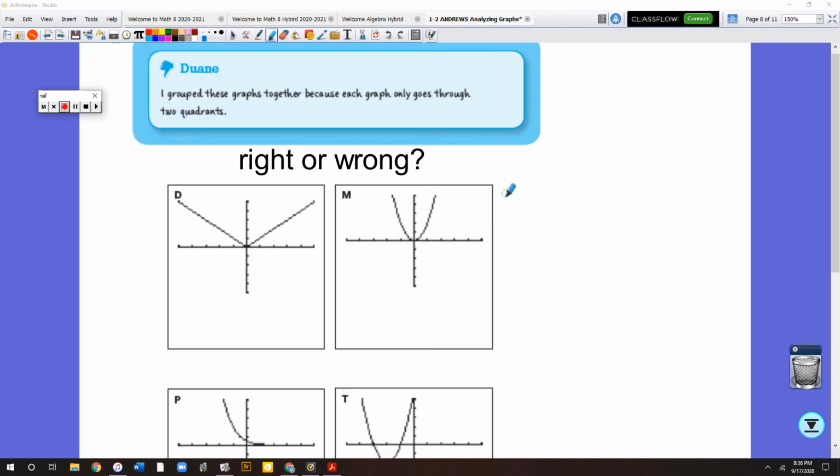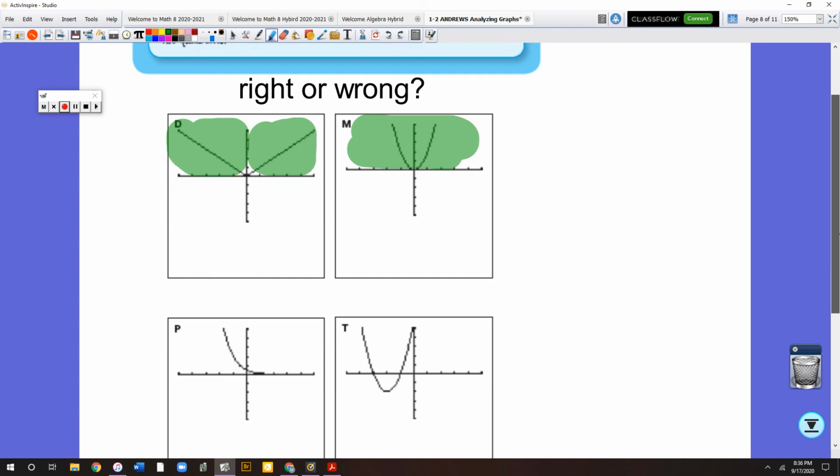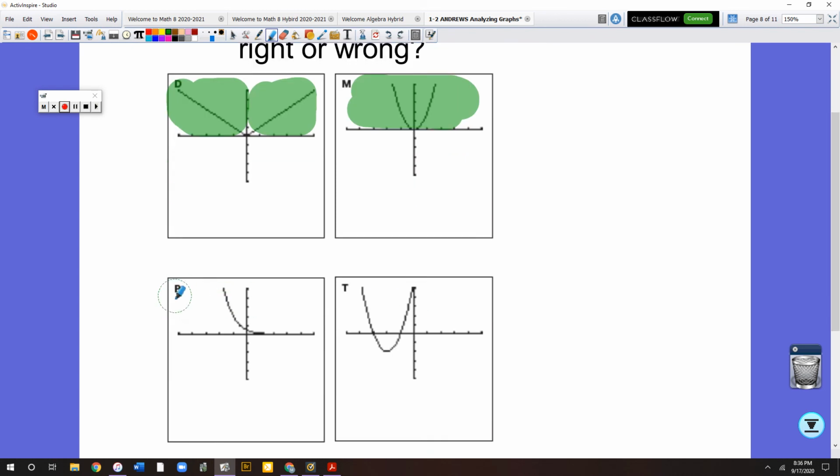Dwayne said that he grouped these graphs together because each graph goes through two quadrants. Okay, just a reminder what quadrants are. Quadrants are the four sections of the coordinate plane. So this graph, the line is in this quadrant and this quadrant only. Okay, so that's two. M, yep, both of those quadrants. P, both of these quadrants.